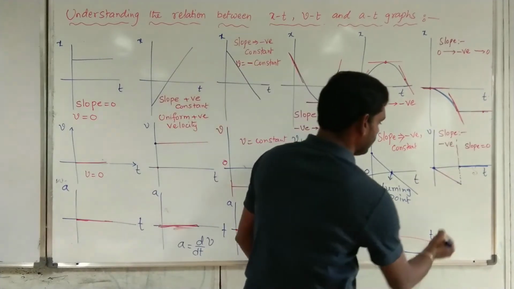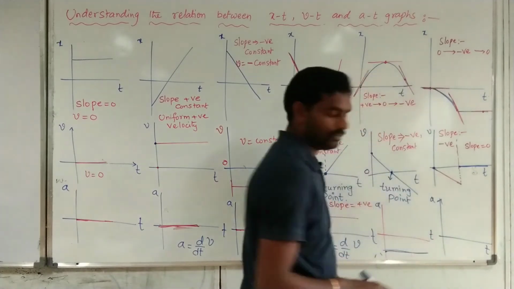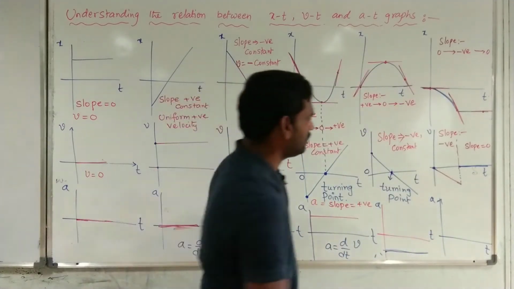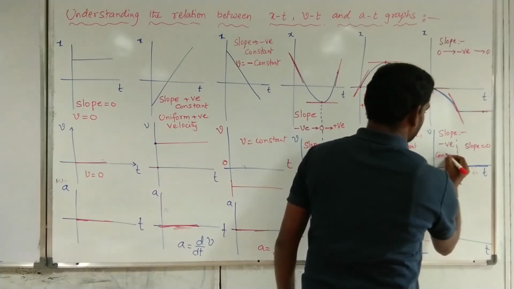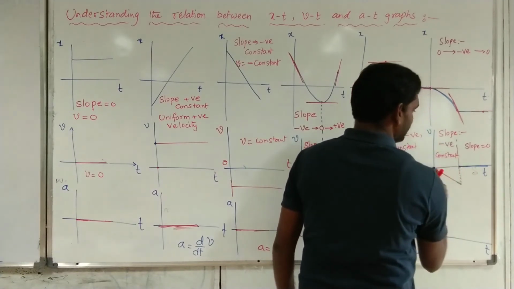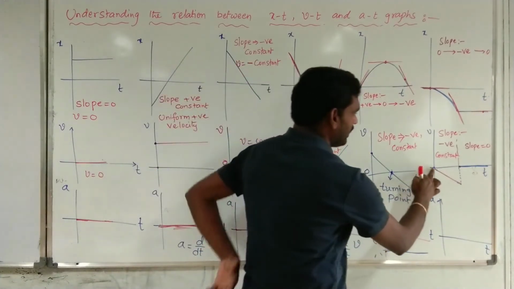Next, the a-t graph looks like this. The acceleration versus time graph looks like this. Here in this first interval, the slope is negative and constant because it is a straight line. The slope of a straight line is constant. Slope is negative and constant.